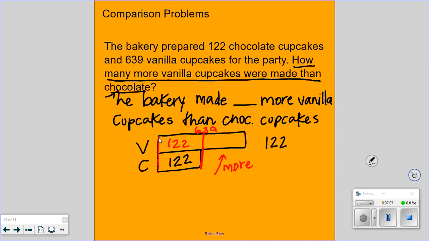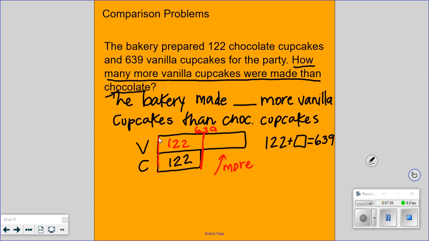What operation is counting on? What math symbol is that? Jordan? Addition. So I had 122 plus some more, and that got me to 639. Does that equation make sense? Yeah. I started at 122. I added on some more, mystery number more, and got to 639.